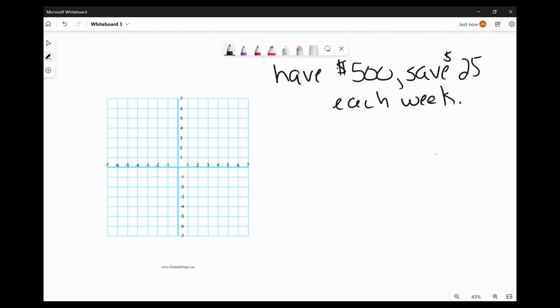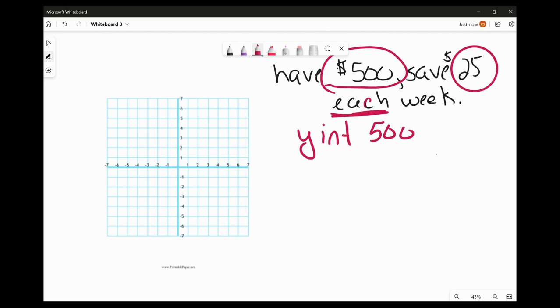All right, in a word problem, when you're looking at this, your starting point, in this case, is 500. I have $500. That's your y-intercept. Your y-intercept is 500. How much you do each, every, per, right? Your unit rate, that is your slope. So in this case, it's $25 each week. That's my slope. $25 each, every, per week, right? So every week that goes by, you add another $25. So repeated addition is going to be multiplication.